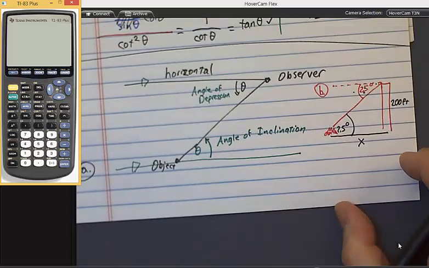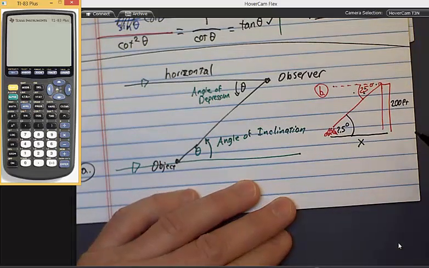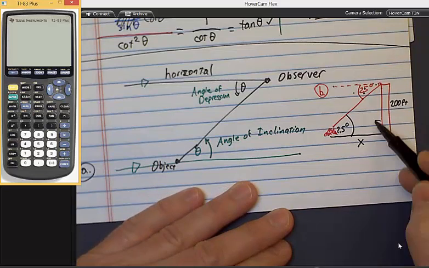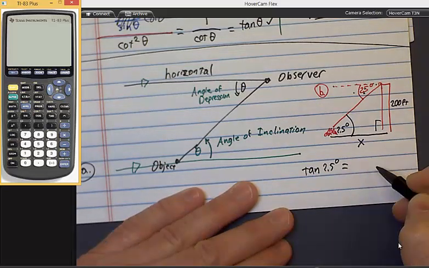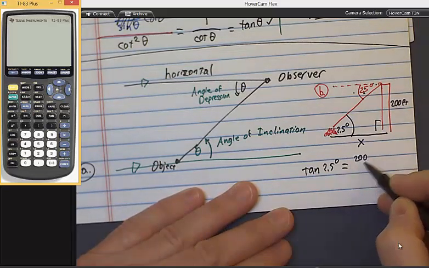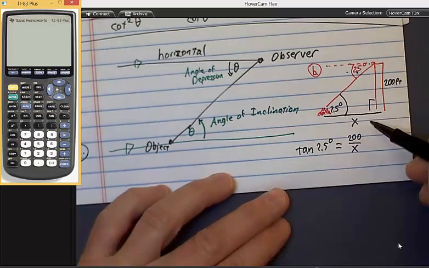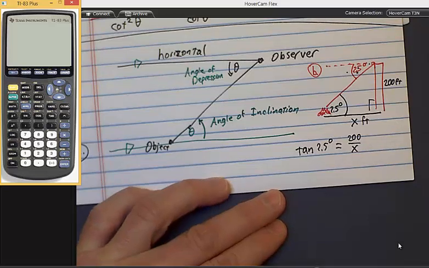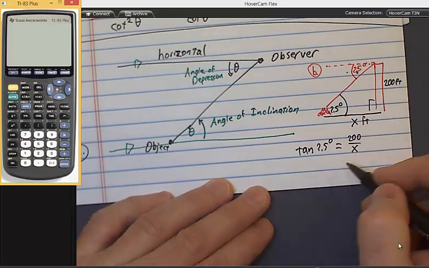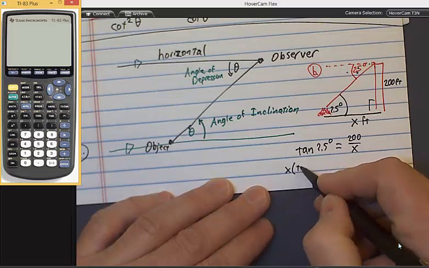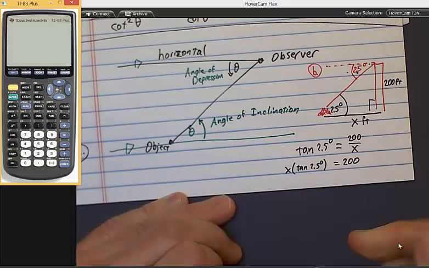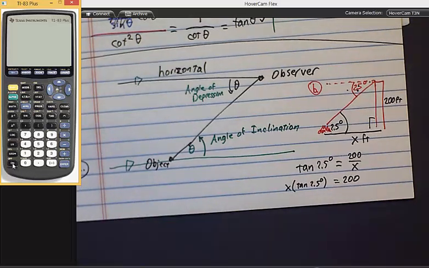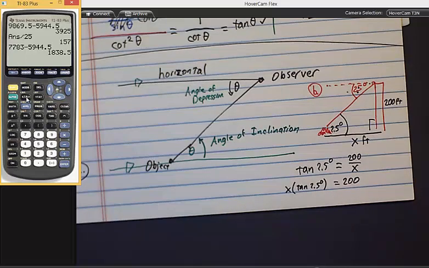I could say, oh, by the way, which trig function do you think I want to use for this problem? Yeah, this is a right angle here. That's tangent. We're going to say tangent of 2.5 degrees is equal to, I guess it would be 200 over x. And here, x is also going to be measured in feet. So if I multiply both sides by x, x times the tangent of 2.5 degrees is equal to 200. And now I need the calculator. And I'll make sure I'm in degree mode for this to work. So let's see. My mode, yeah, I'm in degree mode.